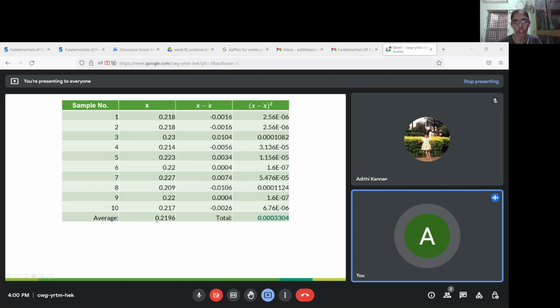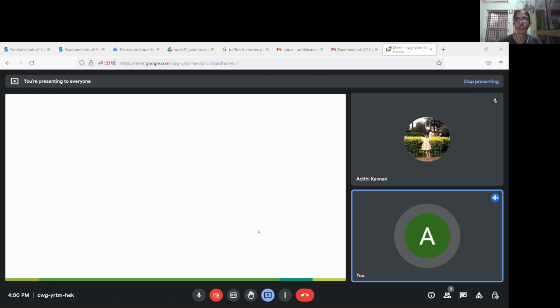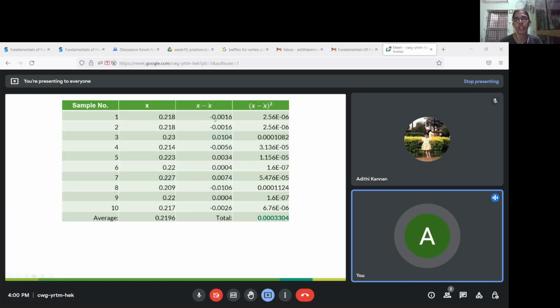Similarly, 0.23 minus 0.2196 will give you 0.0104. So like this, you will calculate x minus x bar for each and every sample. But as you can see here, variance is the summation of the square of this difference. So you need to first square this and then do a summation of all these values, then divide it by n to get your s square. So we do a square of all these values. That is, the square of minus 0.0016 is 2.56 into 10 power minus 6. The square of 0.0104 is 0.001082, and so on.